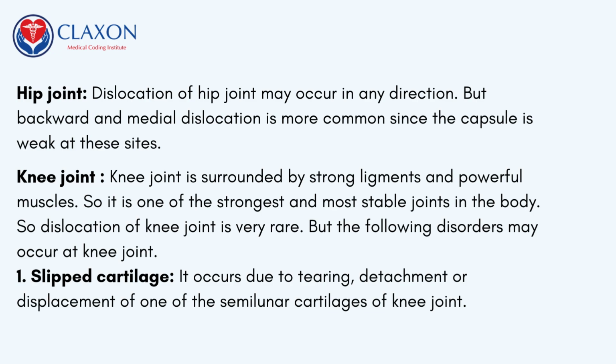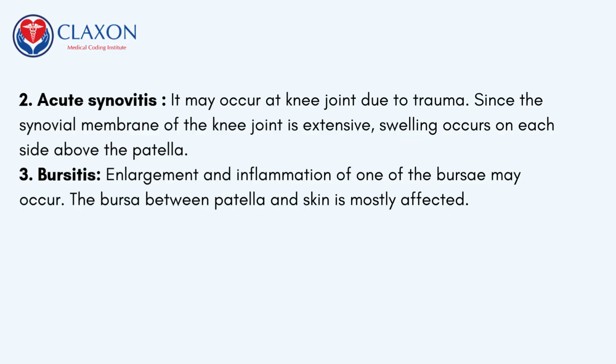1. Slipped cartilage. It occurs due to tearing, detachment or displacement of one of the semilunar cartilages of knee joint. 2. Acute synovitis. It may occur at knee joint due to trauma. Since the synovial membrane of the knee joint is extensive, swelling occurs on each side above the patella. 3. Bursitis. Enlargement and inflammation of one of the bursae may occur. The bursa between patella and skin is mostly affected.